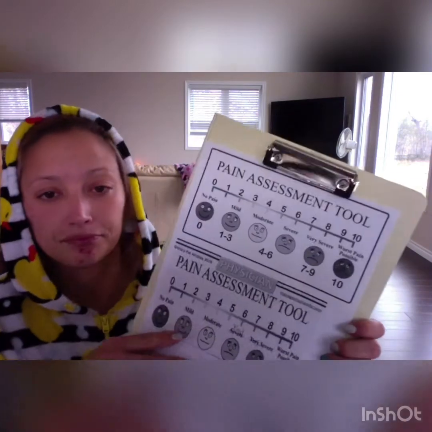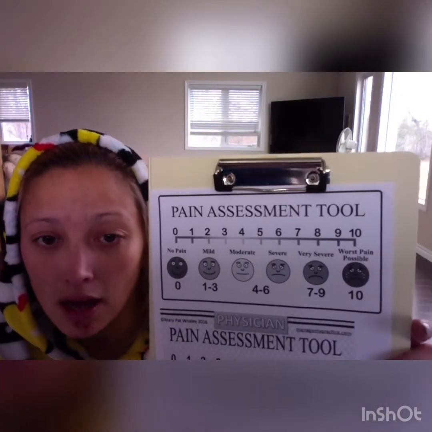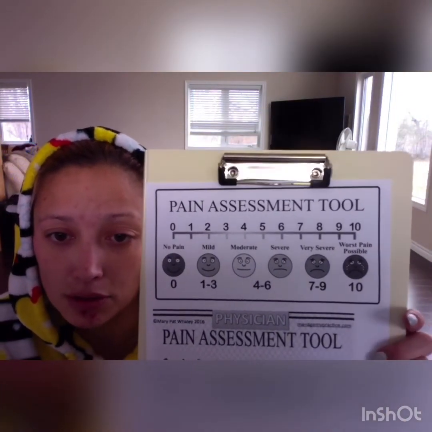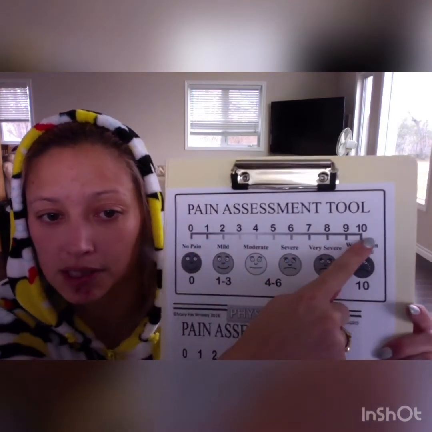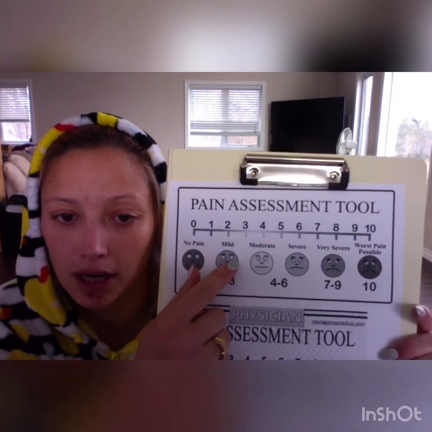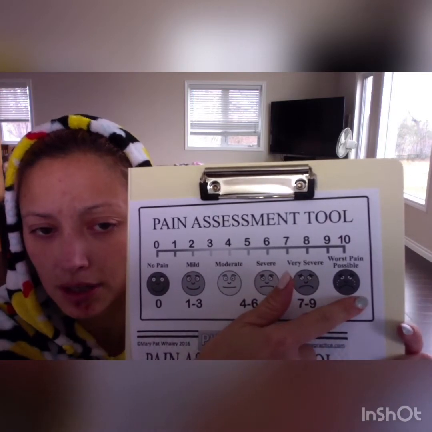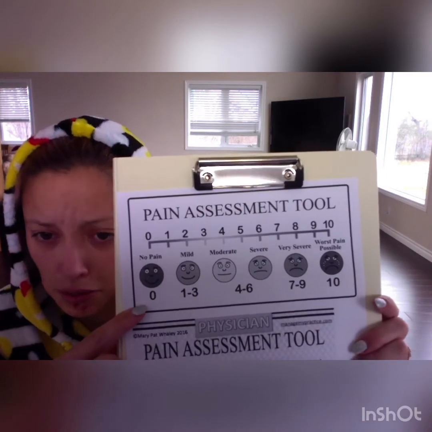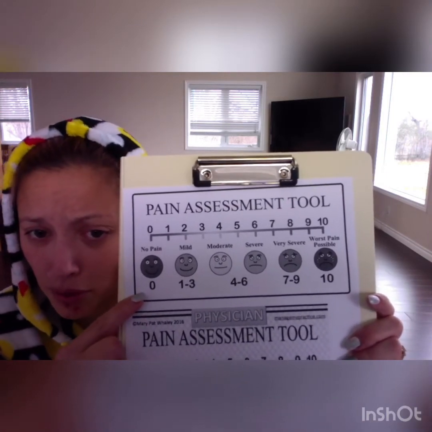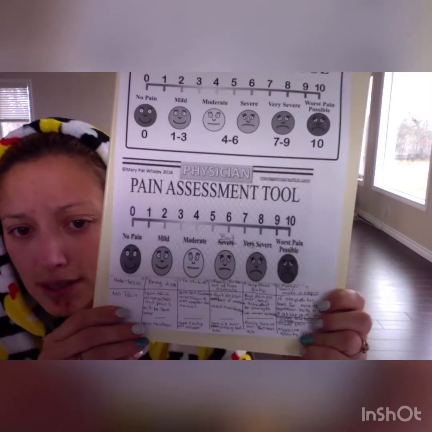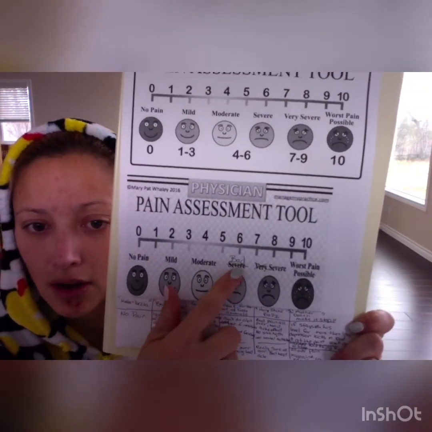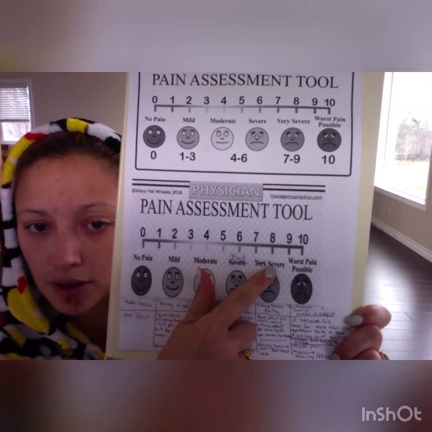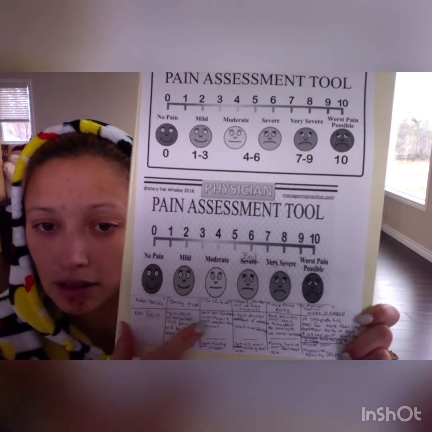So let's say this is the pain assessment tool. This is what you'll see when you go in for an assessment. They do 0 to 10 and then they say no pain, mild pain, moderate, severe, very severe, and worst pain possible. Now that, yes, I can agree with, but that also, no, I don't agree with. So I made up my own. So instead of very severe, it's just severe. And then instead of severe, it's bad.